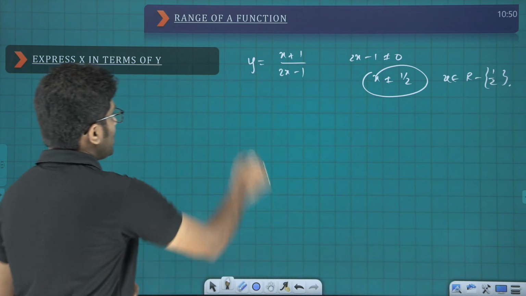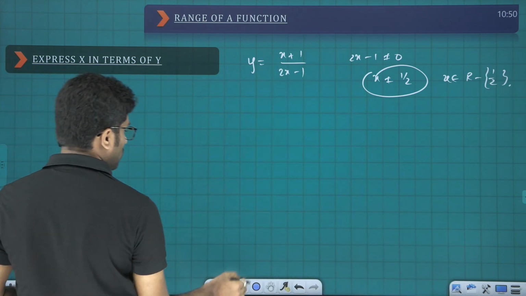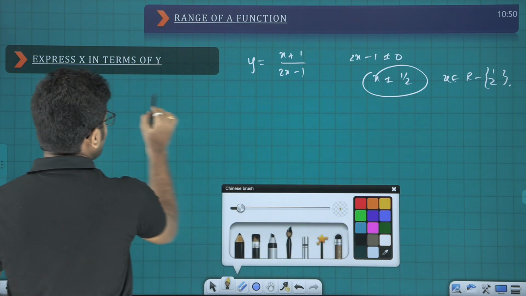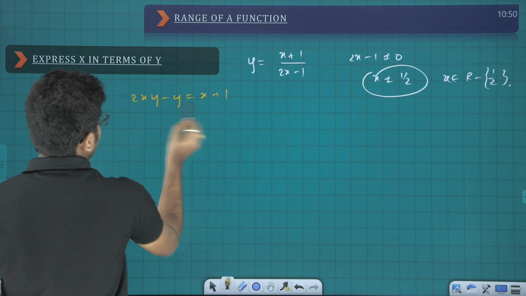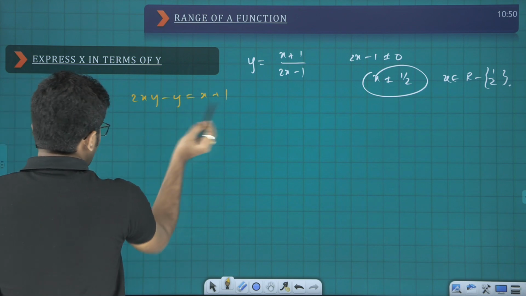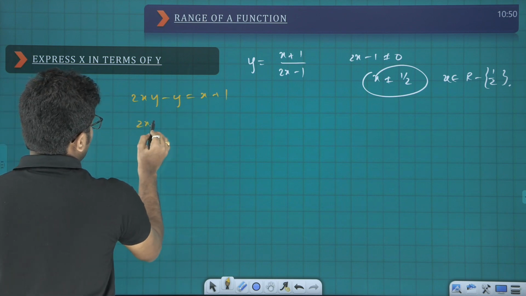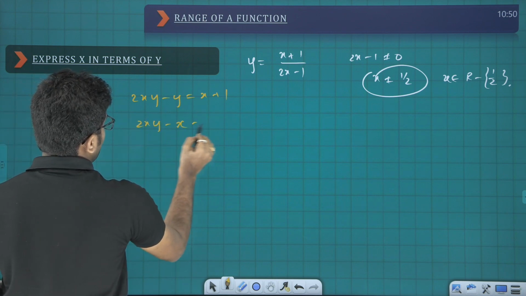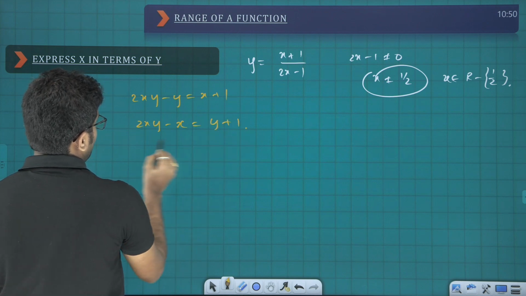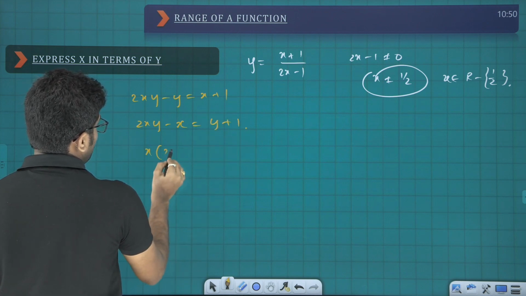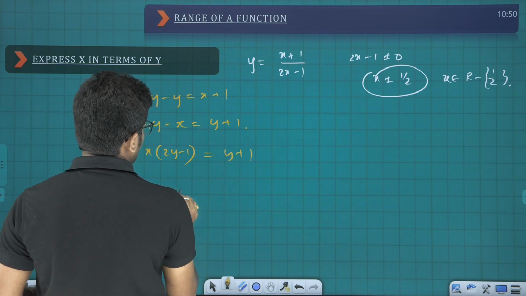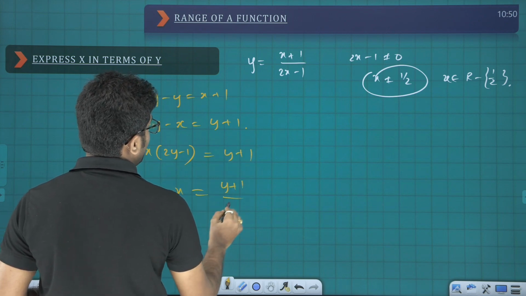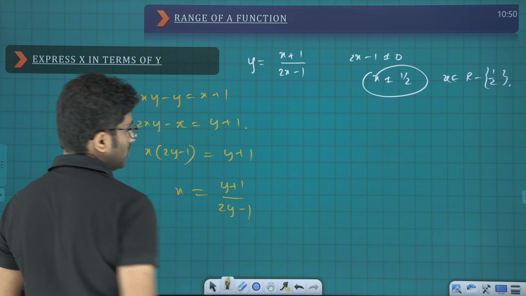Now to get the range, we express x in terms of y. Cross multiply. 2xy minus y is equals to x plus 1. So all the x terms on one side: 2xy minus x is equals to y plus 1. Taking x common, x times (2y minus 1) is equals to y plus 1. X equals to (y plus 1) divided by (2y minus 1).